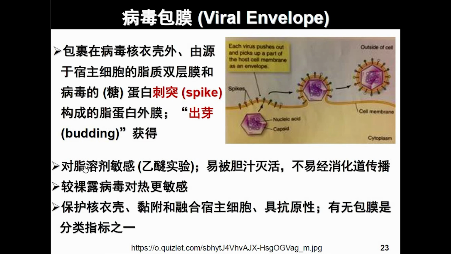And then the properties of this envelope: it is sensitive to fat. If it is a naked virus, that is, it doesn't have spike and envelope, then it is more sensitive to heat. Yeah, that's it. Viruses can also be classified on the basis of whether they have this envelope or not.